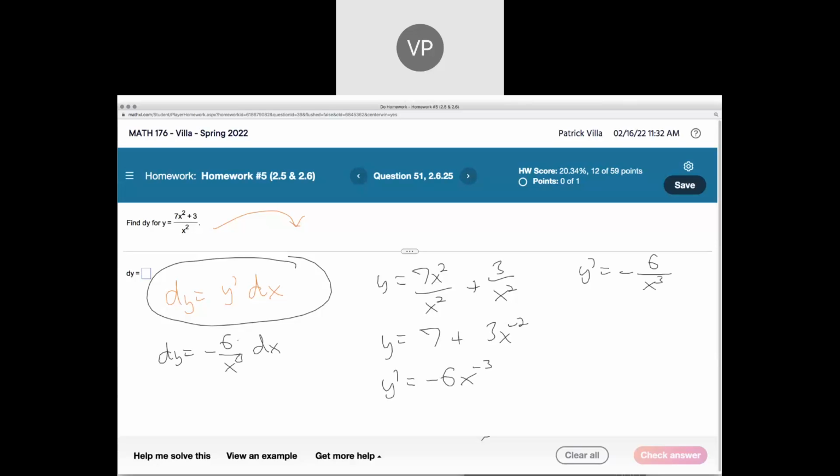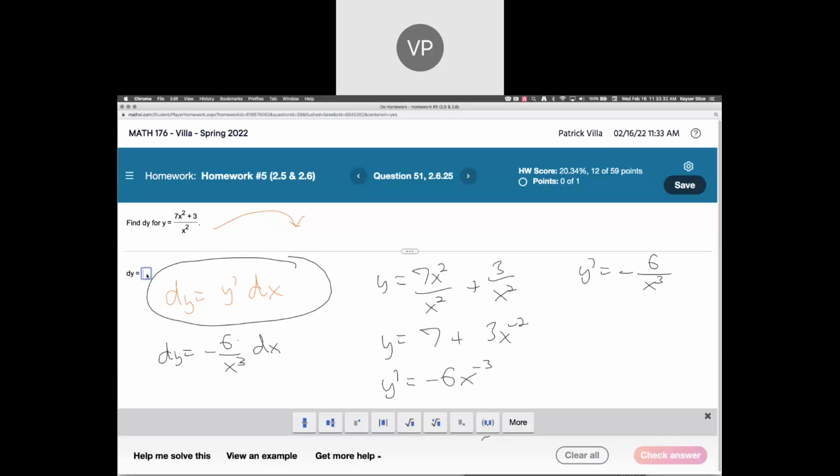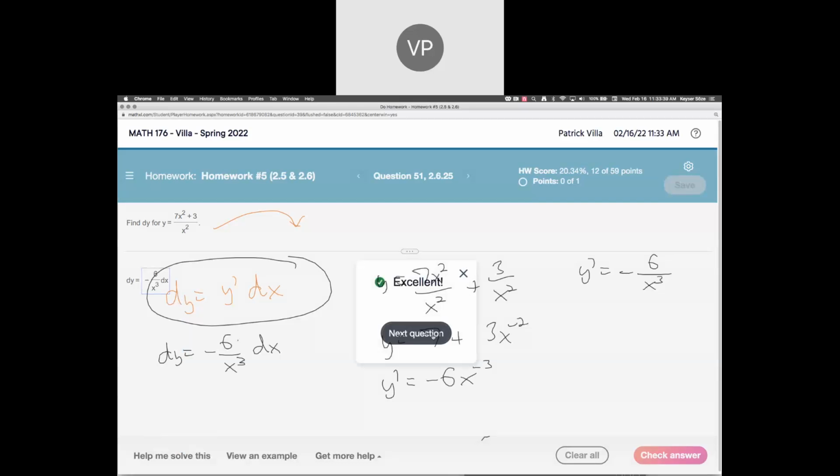Now another thing, when you see a dx, that does not cancel with a normal x. So don't look at this and say, oh, let's get rid of these x's. No. An x will cancel with an x, but a dx, you have to treat like it's its own variable, a whole different variable. So this is what I'm going to now plug into this answer. And let's see how it works. Okay, so we have a negative 6 over x to the third dx, and we get our answer there.